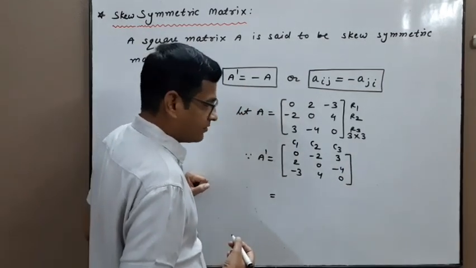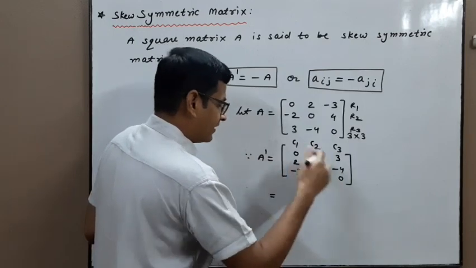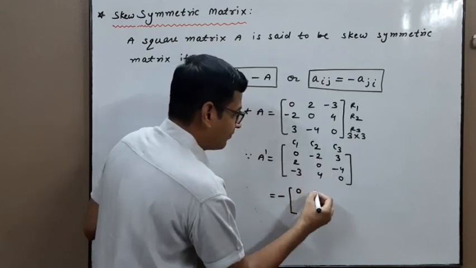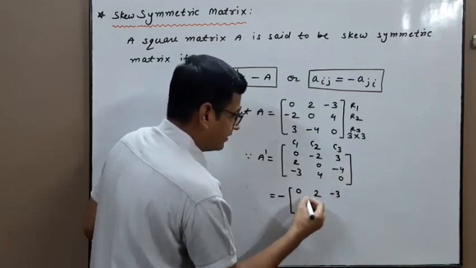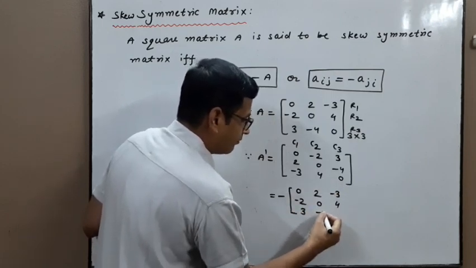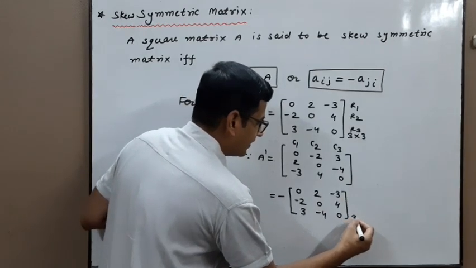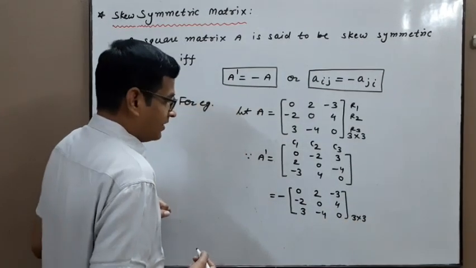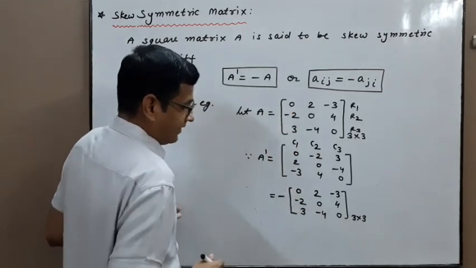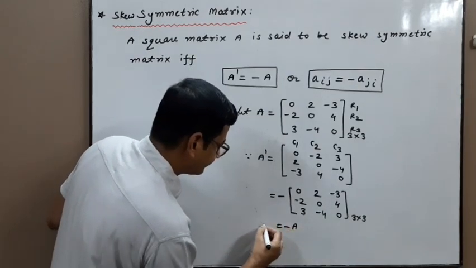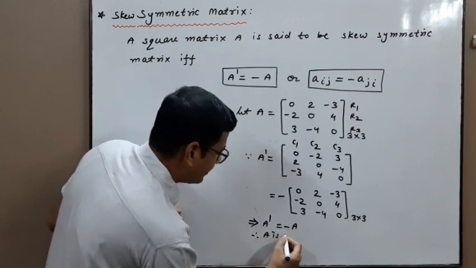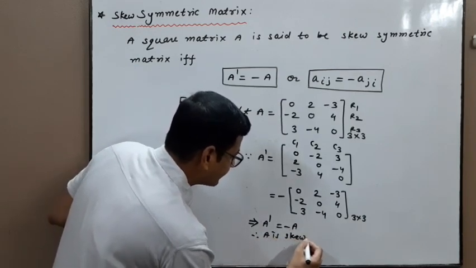Taking common minus 1 from this matrix. So minus 1 outside, and sign will be changed. 0, 2, minus 3, minus 2, 0, 4, 3, minus 4, 0. Again we get a 3 by 3 matrix. And now see, each element of this matrix is equal to matrix A. So this is minus A. A dash equal to minus A. Therefore, A is skew symmetric matrix.